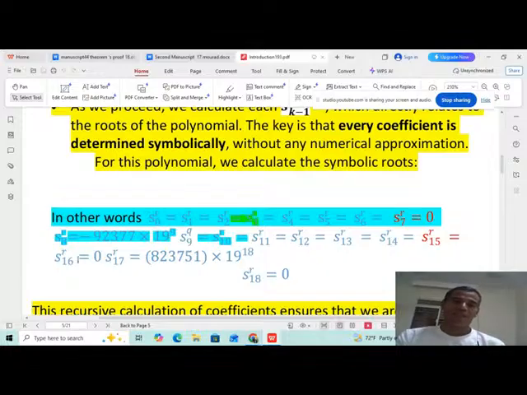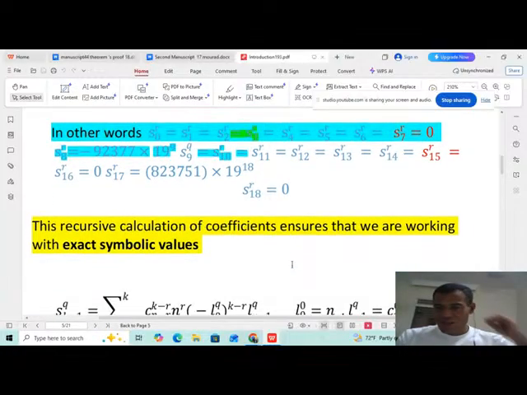Except S8, which is equal to negative 92,377 multiplied by 19 raised to the power 9, and S17 is equal to 823,751 times 19 raised to the power 18, and S18 is going to be equal to 0. Okay, this means all the new coefficients vanished, except S8 and S17. So let's show you how it works and how we found these values.